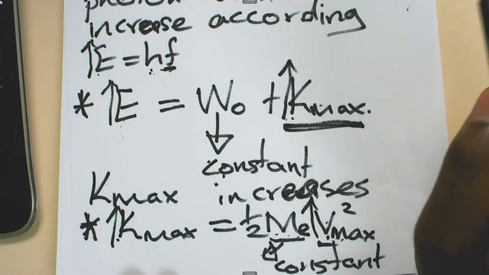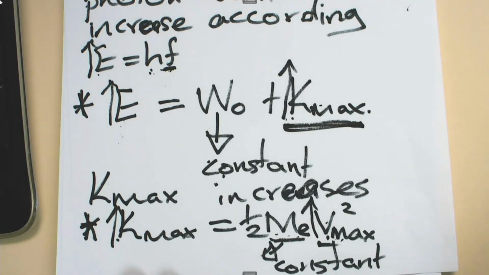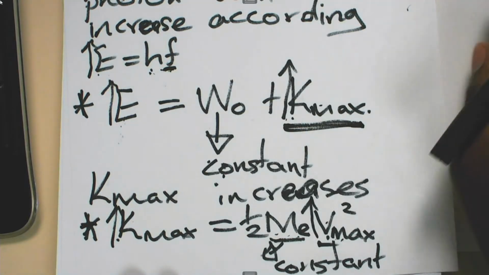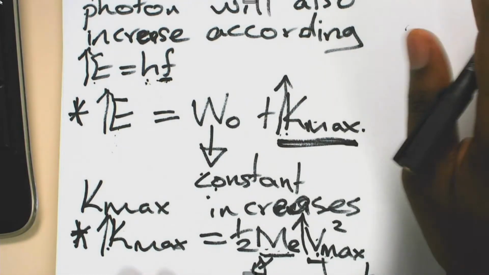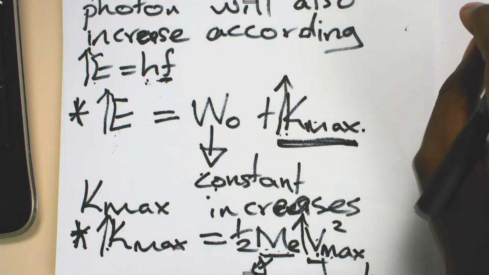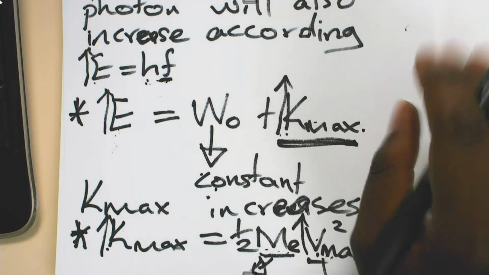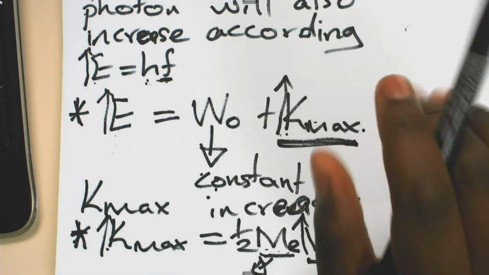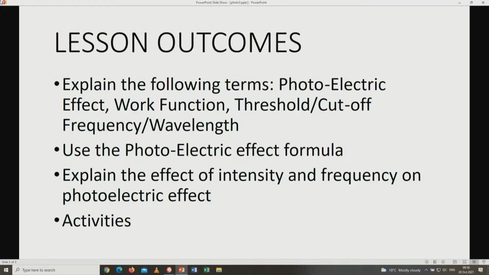But please remember that the light whose intensity will have an effect must have a frequency that is greater than the what? The threshold frequency. These explanations are very, very important. So please be able to explain the effect of intensity. Our learners must be able to explain the effect of intensity and frequency on the photoelectric effect. Okay.